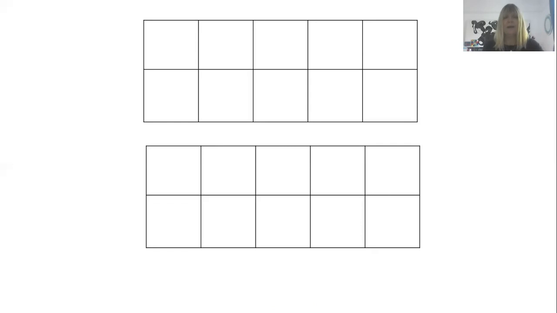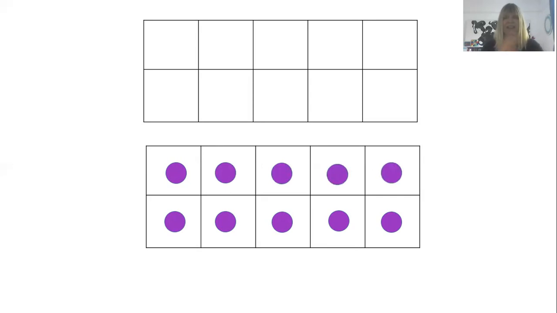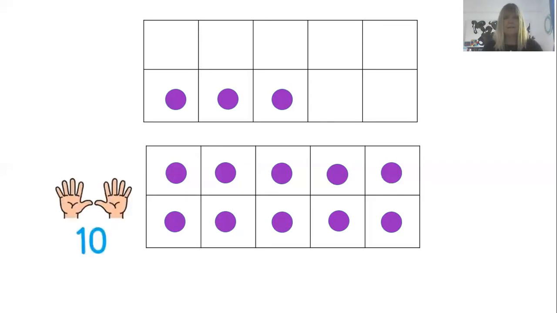Let's fill them. Here come our purple dots. 1, 2, 3, 4, 5, 6, 7, 8, 9, 10. That's the first 10 frame full up. 11, 12, 13. Okay, 13 purple dots. You could show me with 10 fingers and 3 fingers, because 10 and 3 together make 13, as we know.